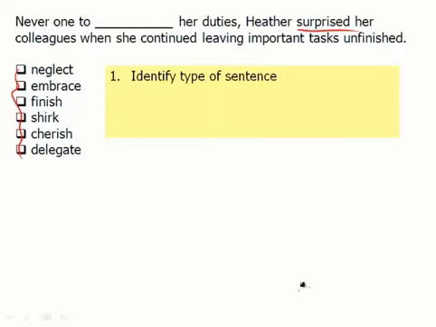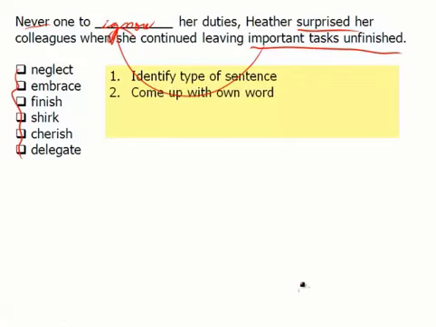And so now what is going on here? Well, she surprised her colleagues because she left important tasks unfinished. So usually she was one to complete her tasks. But let's look at the word up front here. Never one to ignore her duties. So we have to come up with the opposite here. She doesn't usually leave tasks unfinished. She finishes them, but then with the never one to, there's that kind of double shift. So we've noticed that. We've come up with our own word.